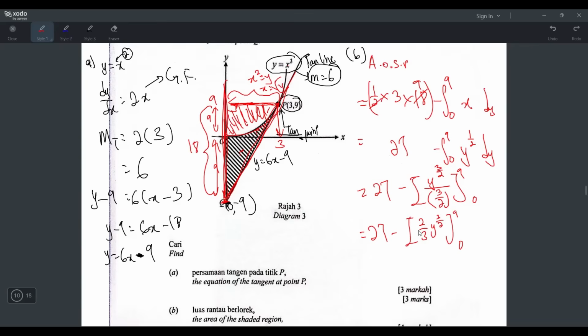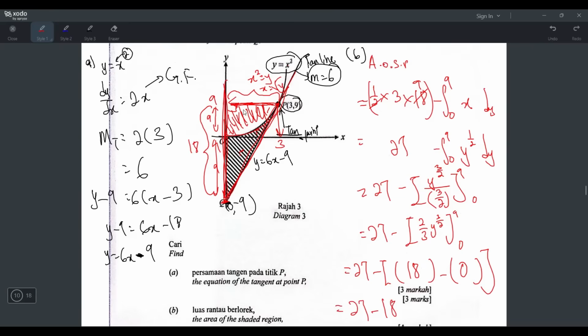And now I substitute the 9 and 0 inside. So it becomes 27 minus a big bracket, small bracket minus small bracket. In the first bracket you want to substitute 9. So 9 power 3 over 2 is 27. 27 times 2 over 3 is 18. Okay, you can use your calculator to help you. And then substitute 0: 0 power 3 over 2 is 0, 0 times 0 is 0. Okay. So you get 27 minus 18 minus 0, which is 18.